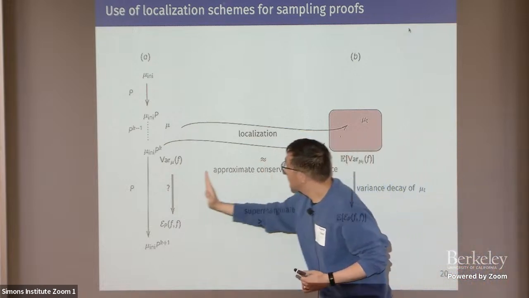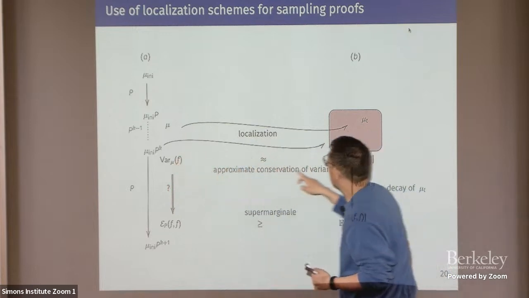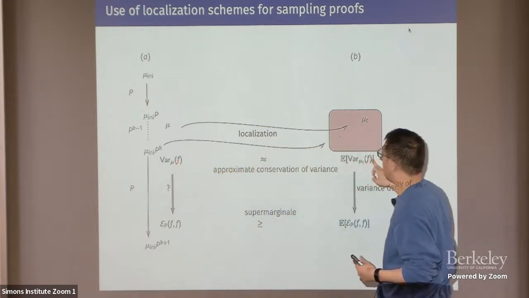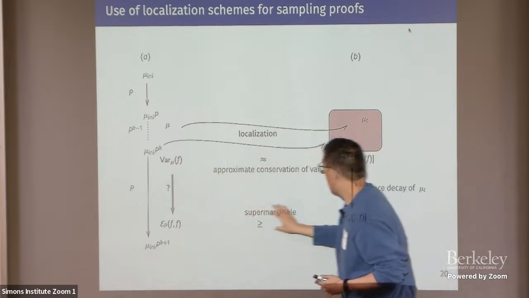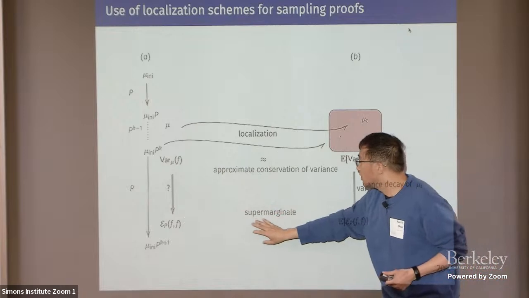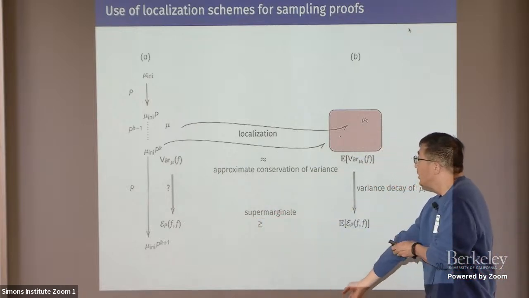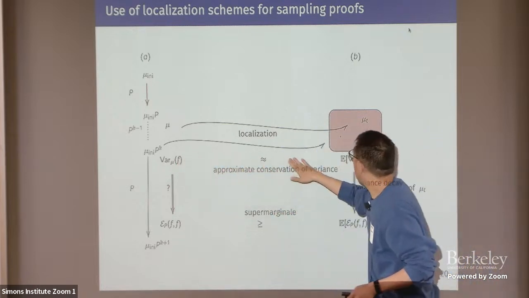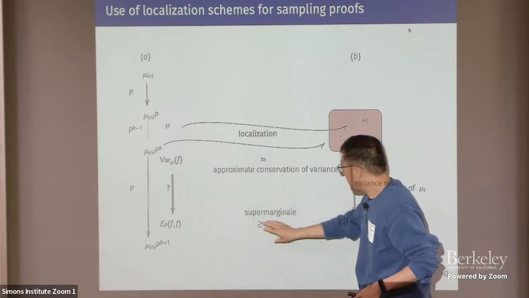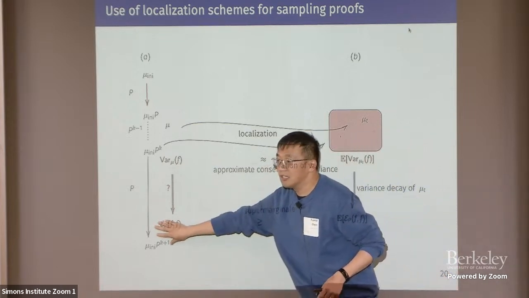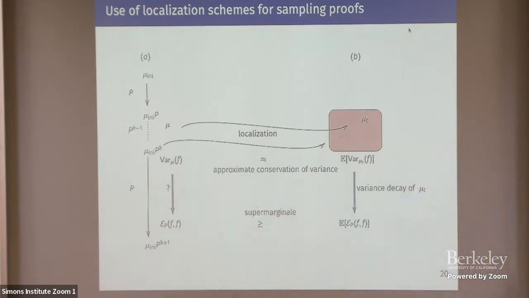And then you need to relate this left column with the right column. This is the analysis of the approximate conservation of variance along the localization scheme. And this part is usually the easy part. Usually for those derivative forms, you have a supermartingale. Then you will be able to prove that this is less than some constant times this, and less than some constant times this, and take this detour, and you will be able to prove it. Okay.